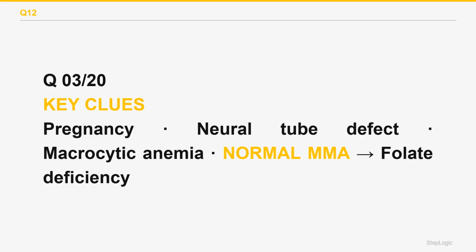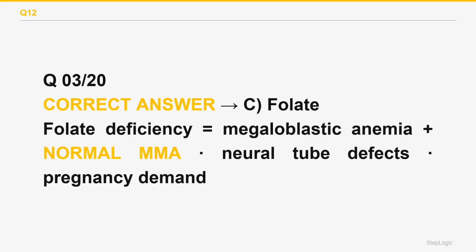First, the neural tube defect: adequate folate in early pregnancy is essential for neural tube closure, which is why folate supplementation is recommended before and during early pregnancy. Second, the normal methylmalonic acid: folate is not involved in the methylmalonyl-CoA reaction, so MMA stays normal in folate deficiency, whereas it would be elevated in B12 deficiency. The correct answer is C.